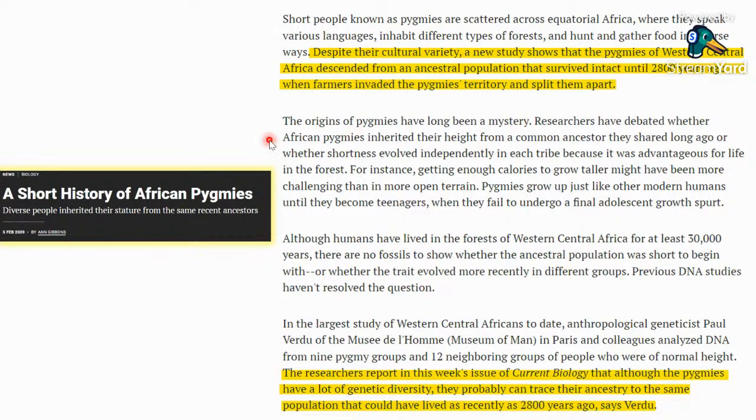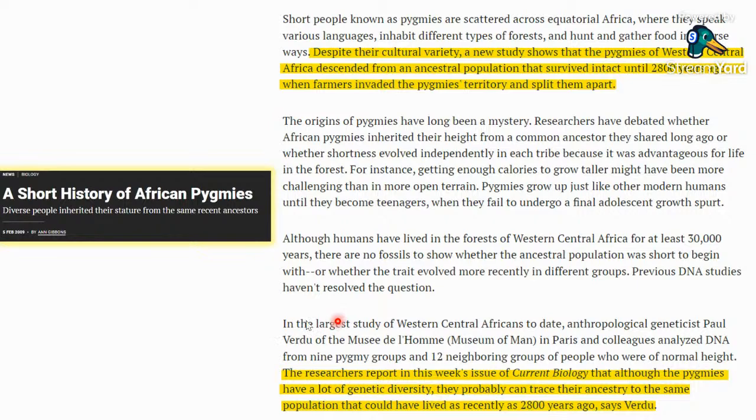The origins of the Pygmies have long been a mystery. Researchers have debated whether African Pygmies inherited their height from a common ancestor that they shared long ago, or whether shortness evolved independently in each tribe because it was advantageous for life in the forest. All right, so I'm going to skip some of this, just to get to the meat of it.